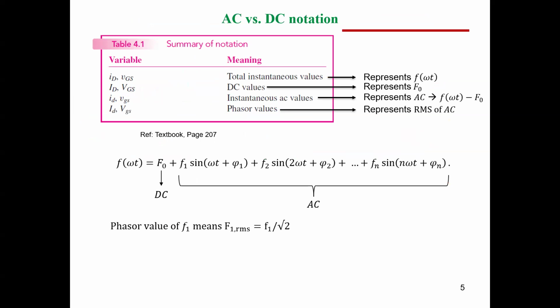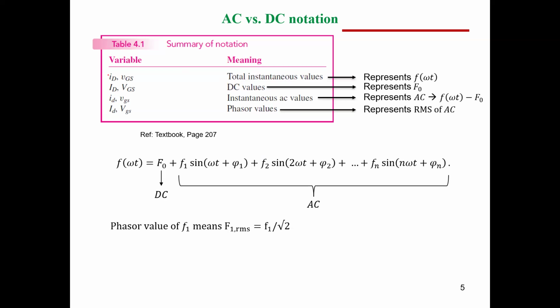So regarding AC and DC notations, it's very important, guys. If you have a little letter and a capital subscript like that, this means it's the total instantaneous value. So instantaneous value including all components, DC and AC. What is the meaning of instantaneous value including all of the components?